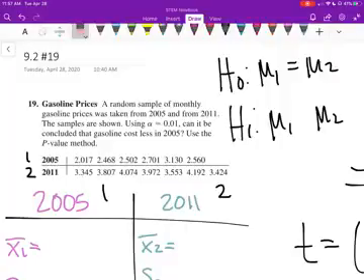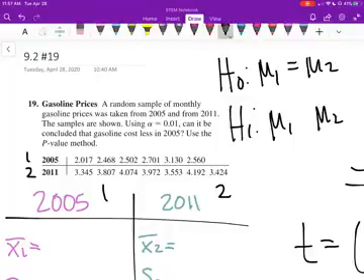A random sample of monthly gasoline prices was taken from 2005 and from 2011. The samples are shown. Use alpha equals 0.01. Can it be concluded that the gasoline cost less in 2005? Use the p-value method. So the first step is to determine our claim.